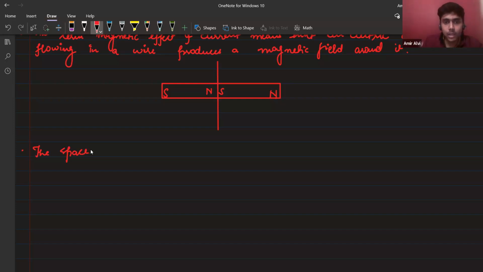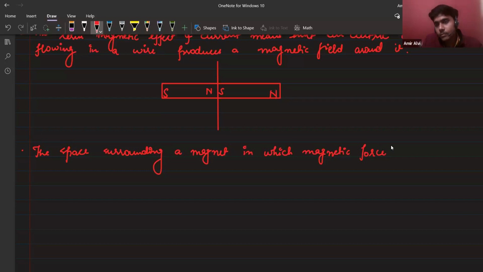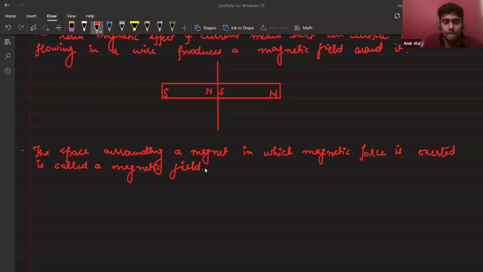Yes, sir. The space surrounding a magnet in which force is exerted is called a magnetic field. Clear? Yes, sir. Okay.